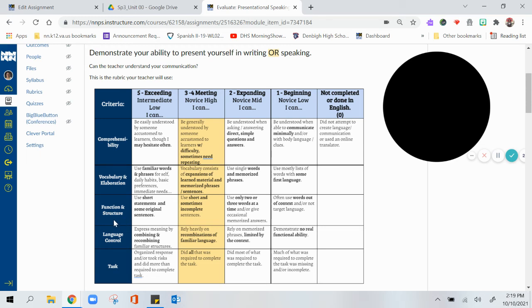Function and structure, using short statements and some original sentences to make that exceeding, using short and sometimes incomplete sentences for that novice high. For language and control, expressing meaning by combining and recombining familiar structures. That means you're really taking the sentences and updating them and kind of going above and beyond and making sure you can control the language that you're using. For the meeting expectations, it's recombinations of familiar language. You're using the preterite, the imperfect, and the present tense just in the exact way we've taught you.